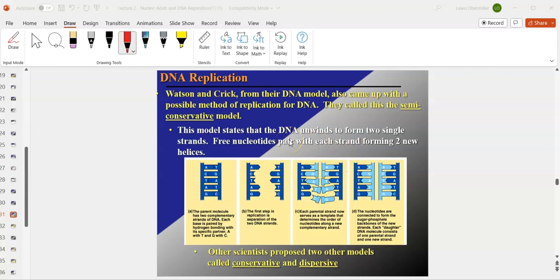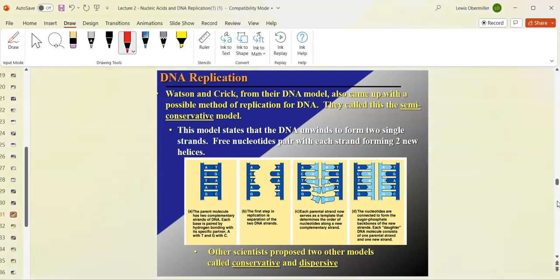So these nucleotides are free. They're in the nucleus itself, and there's lots of enzymes involved in separating these strands, keeping the strands apart, adding in primers, which are required because of the shape of the polymerase, and then all that other stuff. The other two models that were proposed by other scientists were called conservative and dispersive.